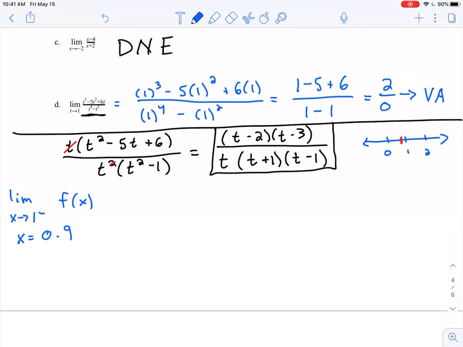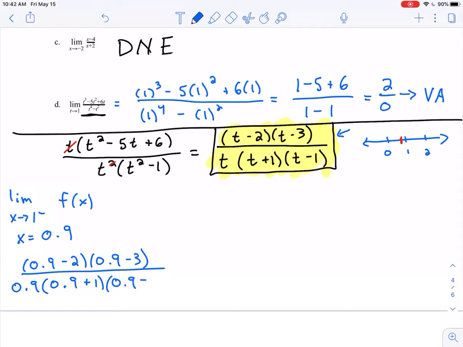I'm going to plug this into this factored form right here, and determine just, do I get a positive number or a negative number? And here especially it becomes a lot easier to just look at the sign. Let's not worry about the calculations. All I'm going to care about is the sign. So let's see, I have 0.9 minus 2 times 0.9 minus 3 divided by 0.9 times 0.9 plus 1 times 0.9 minus 1.